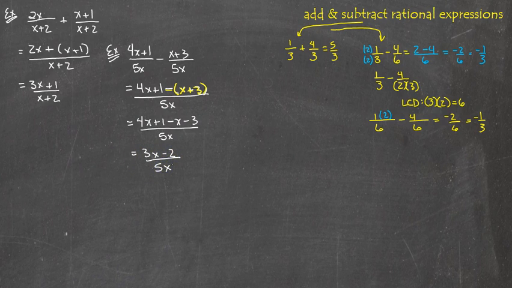Okay, so adding and subtracting rational expressions couldn't be any easier when they're alike, just like adding and subtracting rational numbers. Let's look at a case where they're not alike.